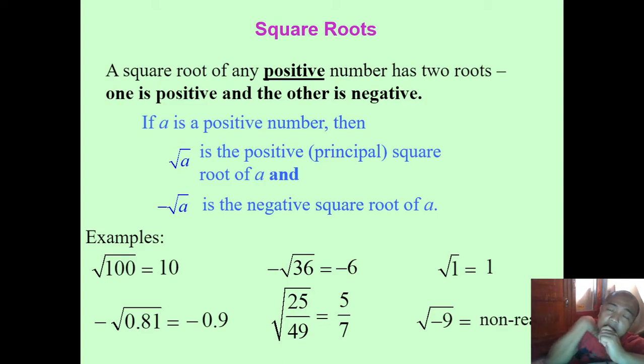So if the radicand is negative, then its square root is a non-real number, or what we call an imaginary number. Because we do not have a square root of a negative number, only a positive number. But if the negative sign is outside the radical, then it can be.